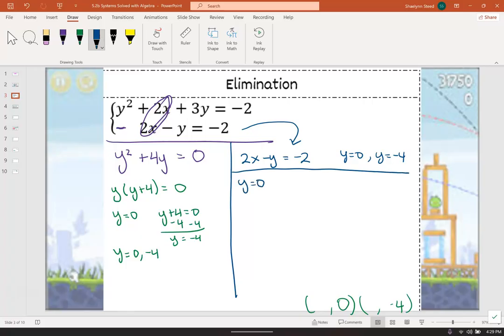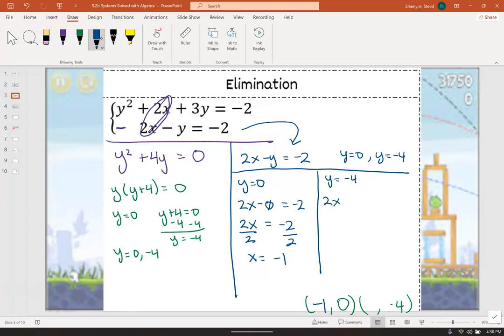So y equals 0 would be 2x minus 0 equals negative 2, which would be 2x equals negative 2. Dividing both sides by 2, you get x equals negative 1. So we plugged in 0 for y, we got out negative 1, so our answer is going to be negative 1 comma 0.